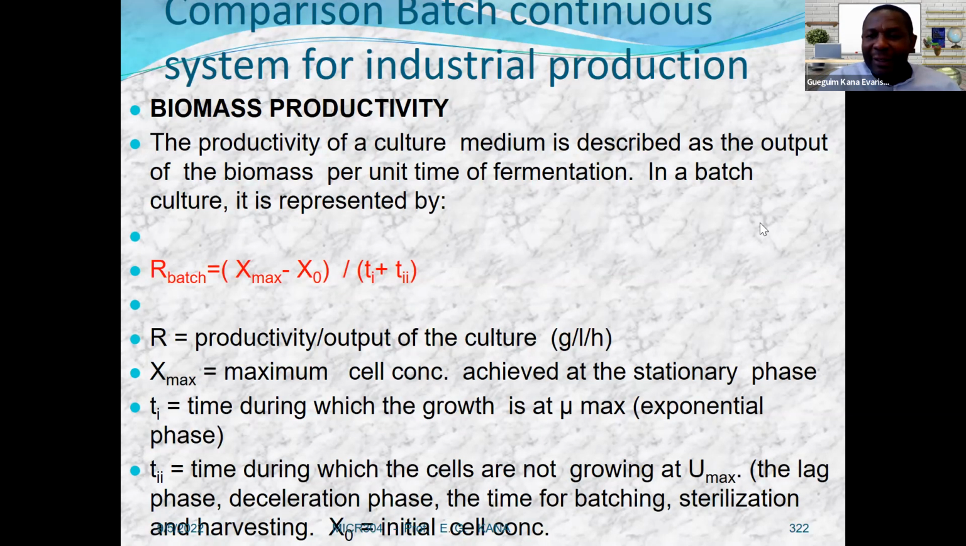Class, when I was a student myself, it took me a substantial amount of time to understand that there was a difference between productivity and yield. I want it to be clear to you that yield is different from productivity. If you refer back to our previous lectures, in the batch system we found out how to calculate the yield coefficient. Again, in the continuous system we also work out the yield coefficient.